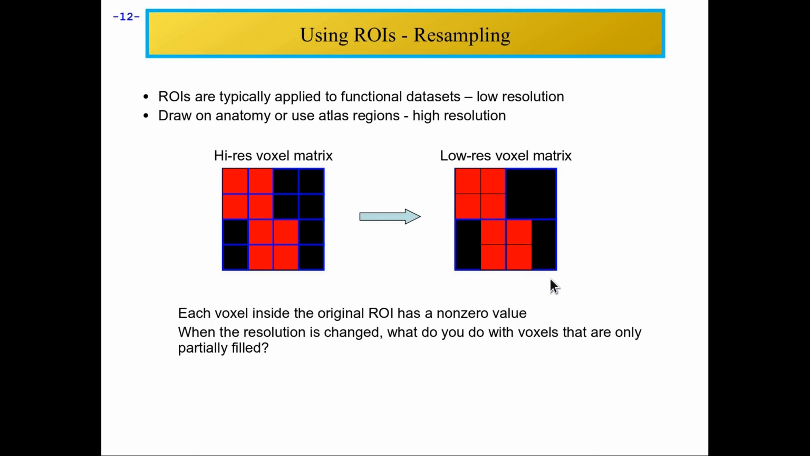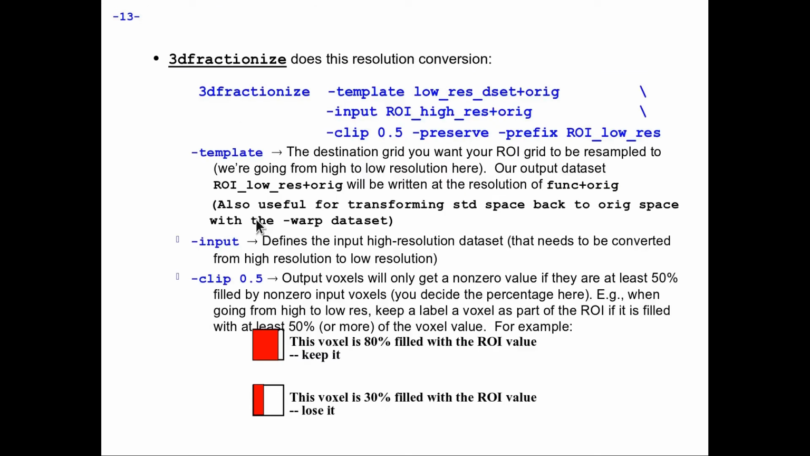And so we have a couple programs that deal with this: how to go from high resolution to low resolution. So let's look at one. One of these programs is called 3dFractionize. This is concerned with the fraction of the voxel that's covered going between these resolutions. So we have our ROI, that's our input. At high resolution, we want to put it onto a low resolution template, maybe our EPI resolution, and we want to clip it at some fraction.